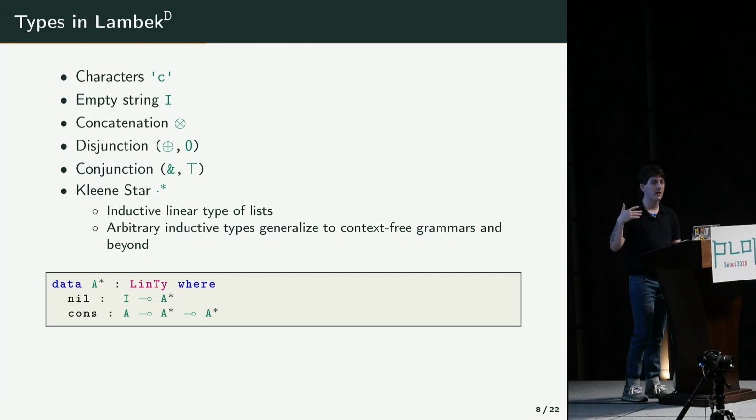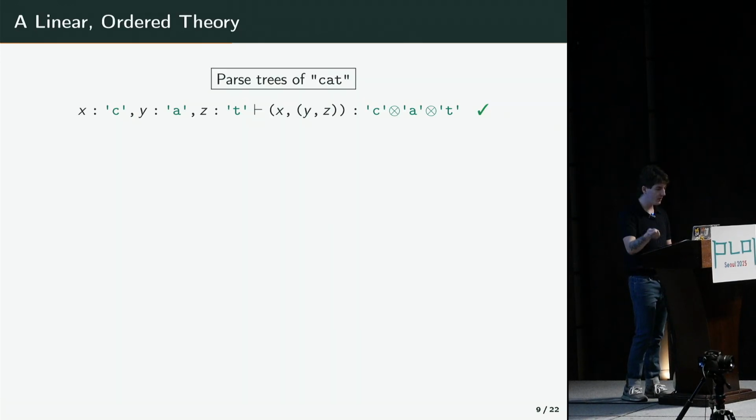So let's take a look at how we can then use these types to encode common grammatical concepts. So I've been mentioning this as a linear and ordered system, and I want to show you why. First, we're going to use terms in LambekD to describe parse trees of strings, and in this case, the string cat. So a parse tree of the word cat will correspond to a term built in a context corresponding to the word cat. Here we just decompose the constituent characters, give a parse tree of the characters C, A, and T, and then we can combine them with the following term to spell cat.